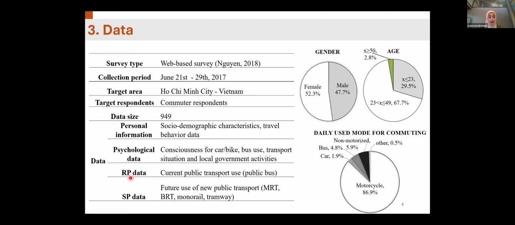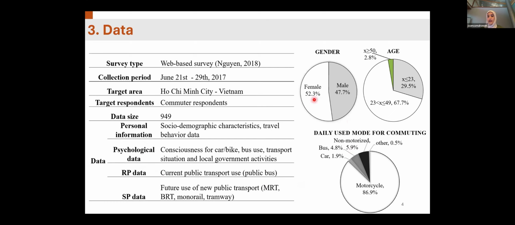For the revealed preference data, the questions are asking the respondents about their current public transportation use. And for the SP data, their future public transportation use. On the right-hand side, you can see an overview of the collected data.